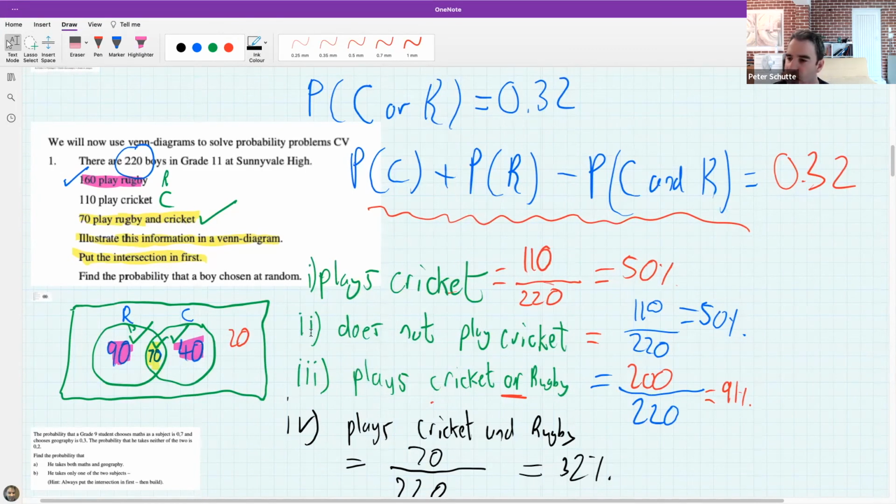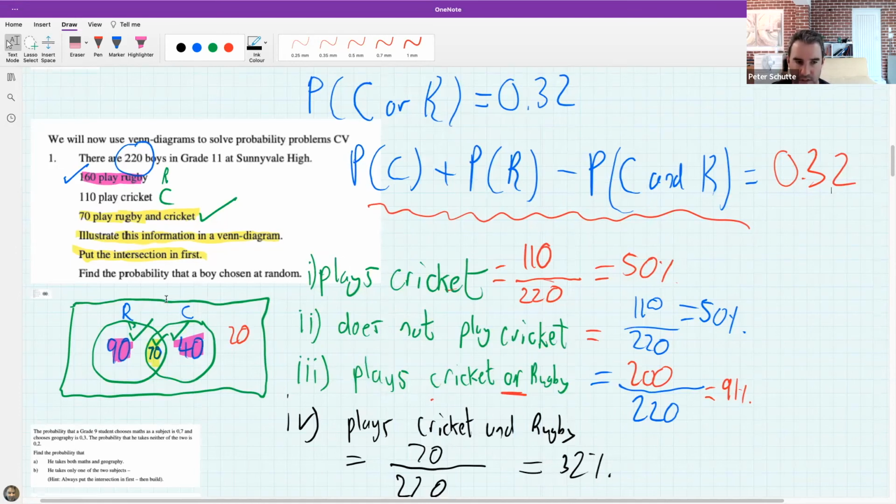Okay. And if that still confuses you, don't worry. The main part of today is just about this Venn diagram drawing and working out the probabilities.